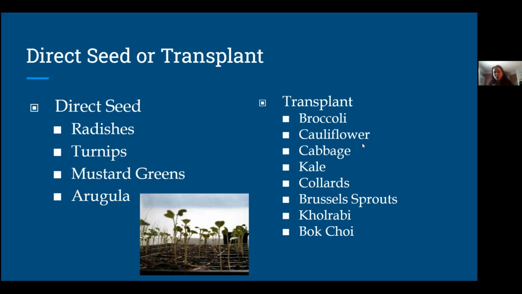But these ones on the right side are the ones that you're going to want to transplant. So your broccoli, cauliflower, cabbage, kale, collards, Brussels sprouts, kohlrabi, and bok choy. Those are the ones that you're going to want to start in the greenhouse and then transplant in the spring.